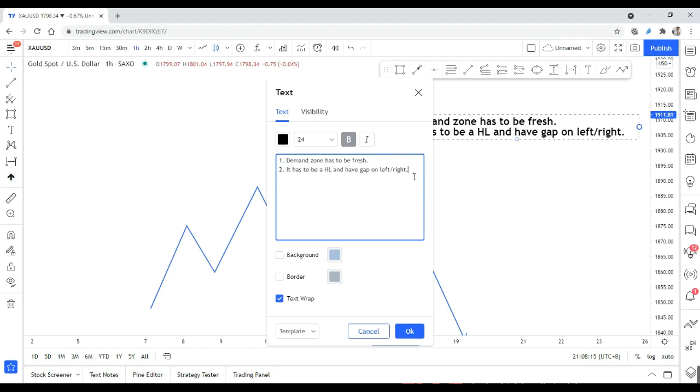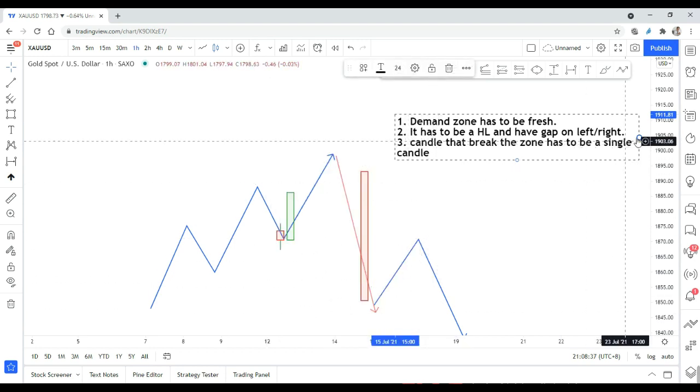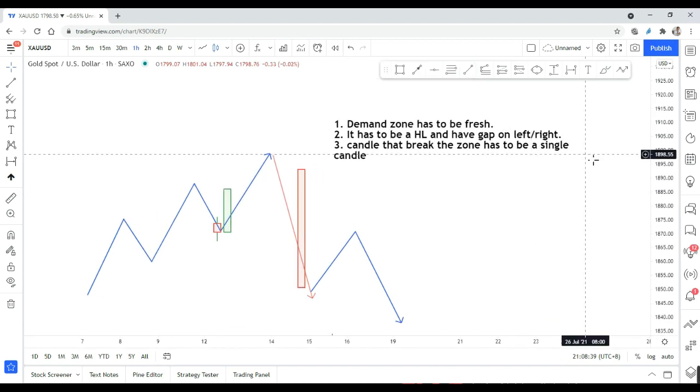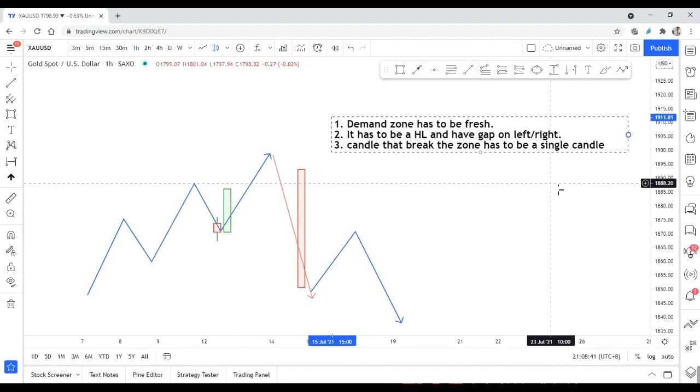Of course, the third rule: the candle that breaks the zone has to be a single candle. The candle that breaks the zone has to be a single candle.